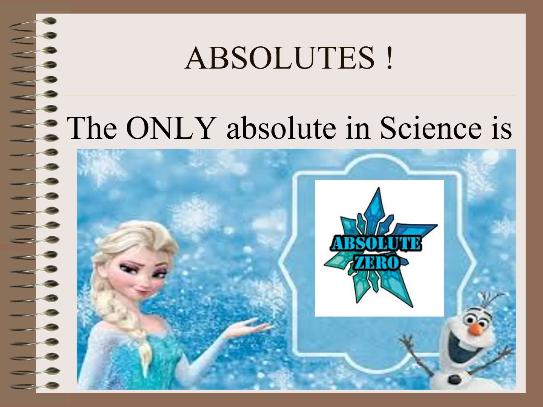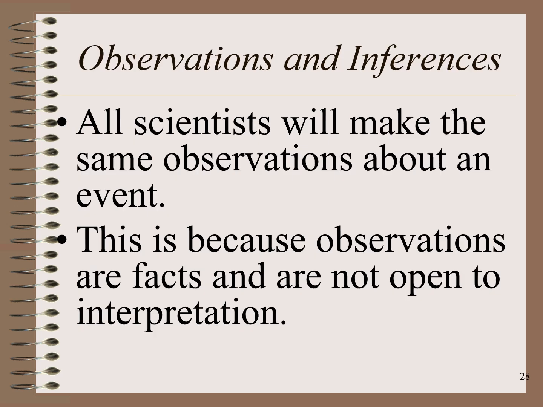There is an old joke in science that the only absolute is absolute zero. Absolute zero is the coldest possible temperature that can be reached. When achieved, all matter stops moving. Since observations in science are very important, we now have to discuss what an inference is.